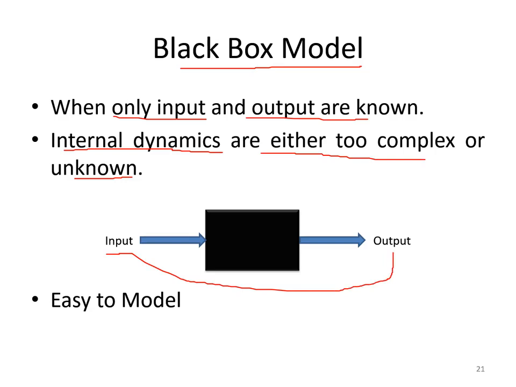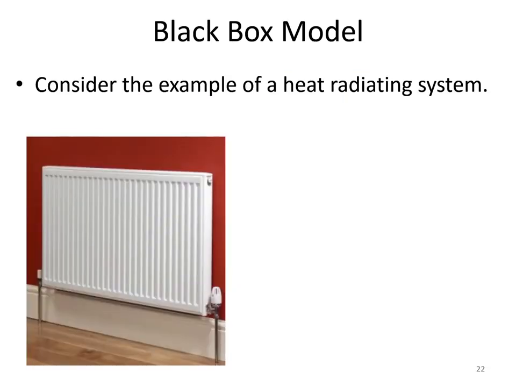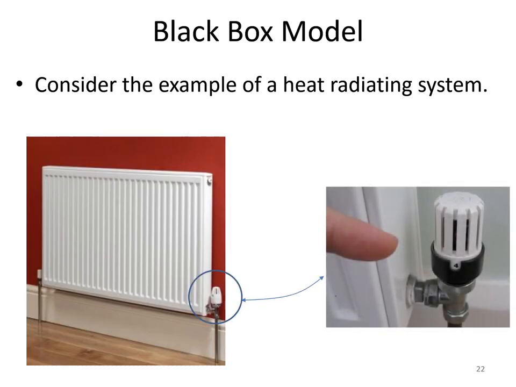Let's take a look at an example of a heat radiating system. Some of these systems I have seen in the West, in United Kingdom and United States. And the idea here is that we wish to control the temperature of the room by adjusting this knob, and this determines the amount of heat radiated by the structure. So the input to the system might be considered as the rotation of this knob or the position of this knob, and the output might be the temperature.